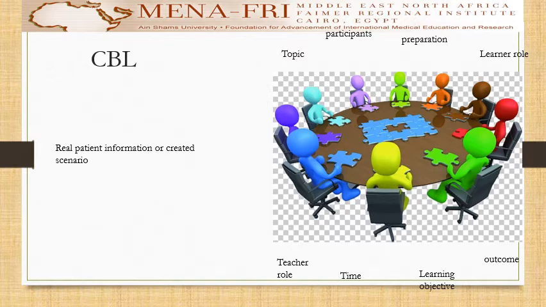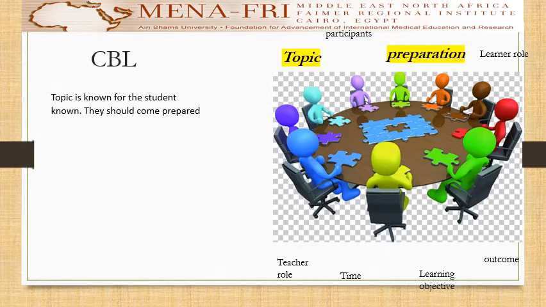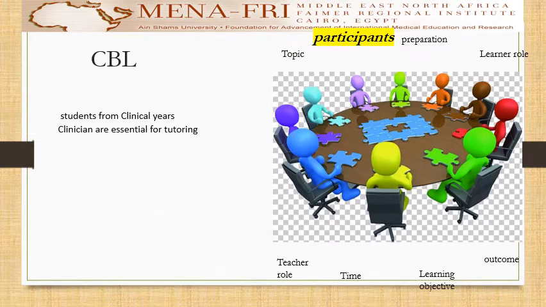In the next few slides, I will explain the main characteristics of case-based learning. The topic to be discussed is known to students before they come to the session. They should come prepared depending on their previous knowledge. Students involved in such sessions usually come from clinical years. They are usually small in number, around 6 to 8 students. Sometimes higher numbers are accepted. Instructors for this session are likely clinicians from the same specialty.